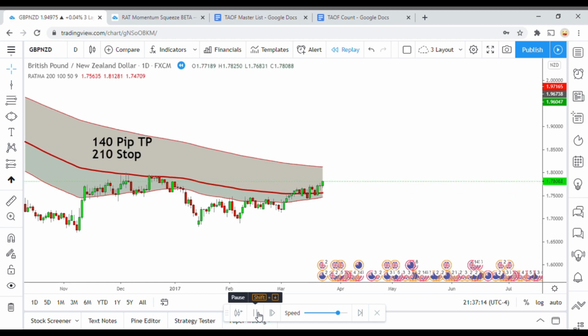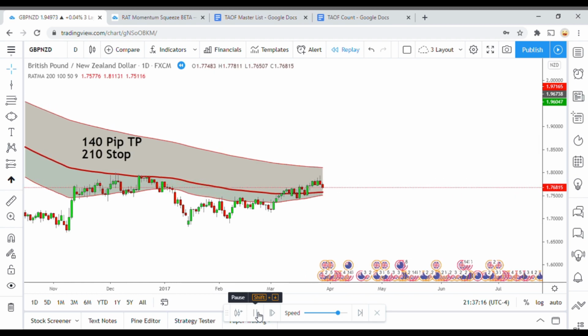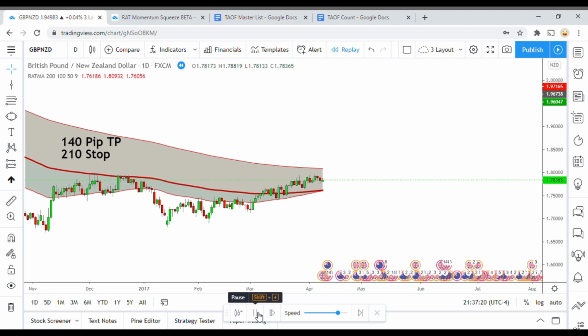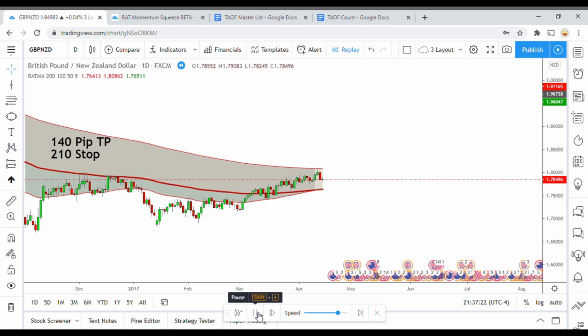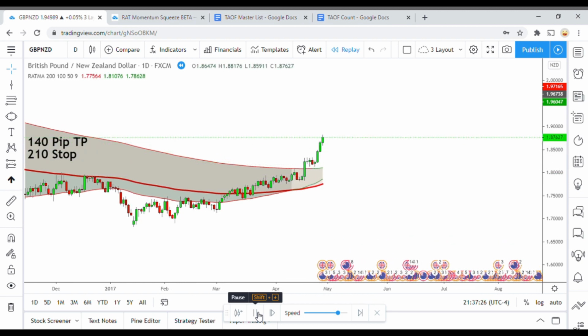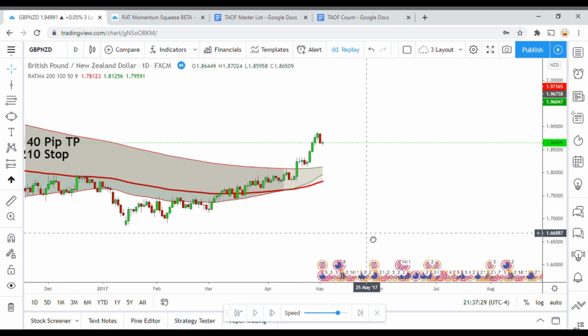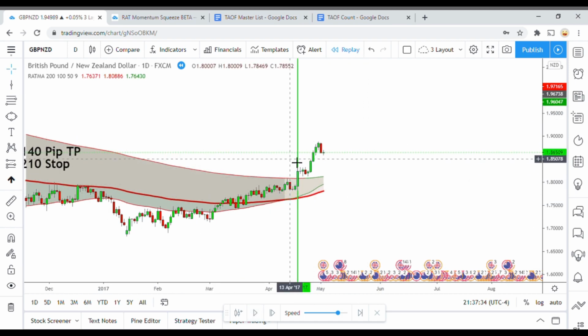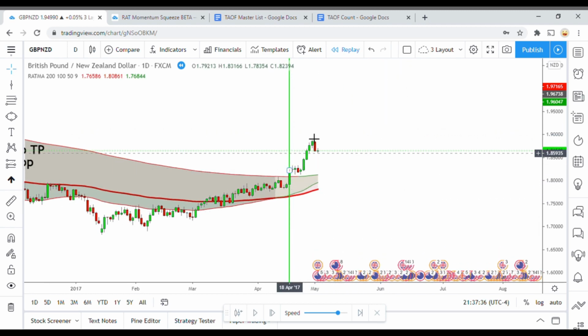Boom, boom, boom. It's taking a little bit of time. It's trying. But there we go. Starts creeping its way up. Let's see if it can break out above this cloud here. There it goes. So that will be our first signal right there. That is a long signal. And it did relatively well.